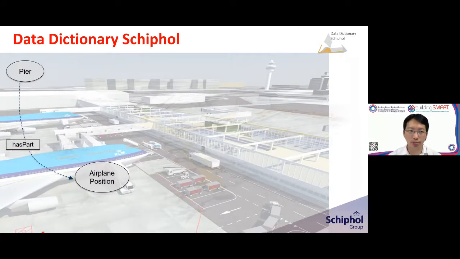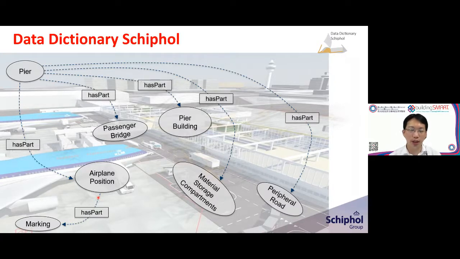This is one example. They start with pier, and then they also have the airplane position. What they have also established is not only do they define what is the information inside pier and what's the information inside airplane position, they also link them and say, oh, has part, meaning that the pier has a part, and then part of the pier will be the airplane position. And the airplane position will have a marking. So that's why they have part: the marking is part of the position. Similarly, they define all these.